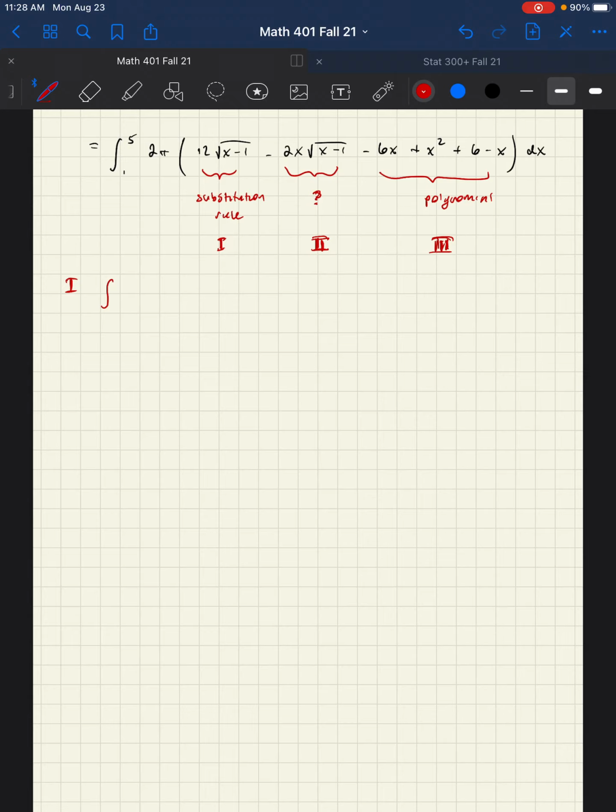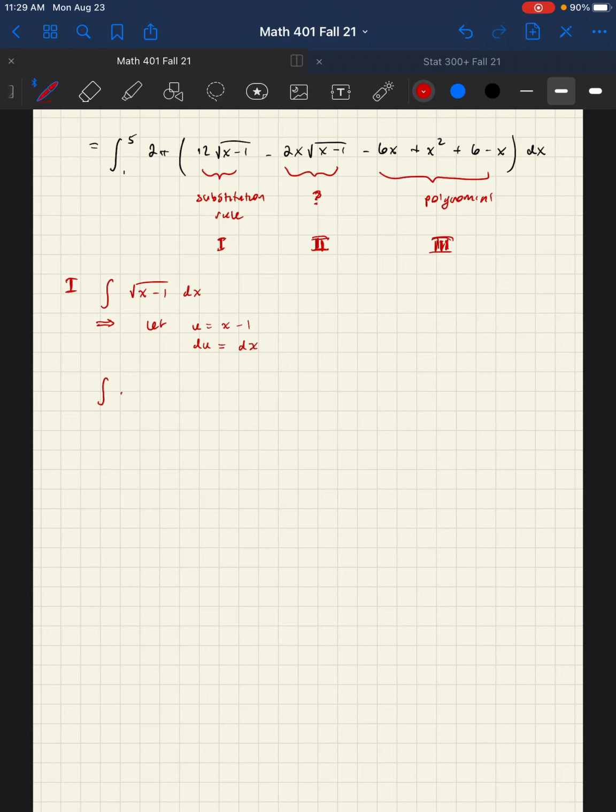So for integral 1, okay, we're looking at what does the integral of, and we can worry about the 12 or not worry about the 12. For our sakes, let's forget about the 12. What is the integral of the square root of x minus 1? Well, we said the substitution rule should work here. If we let u equals x minus 1, then du will just be dx.